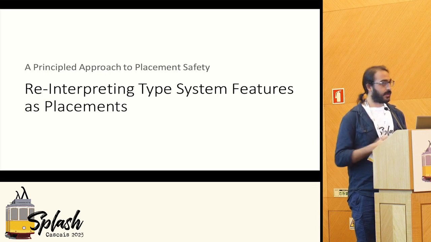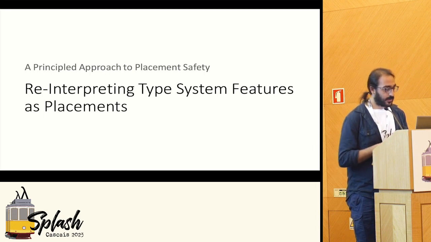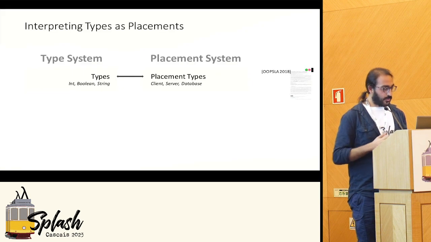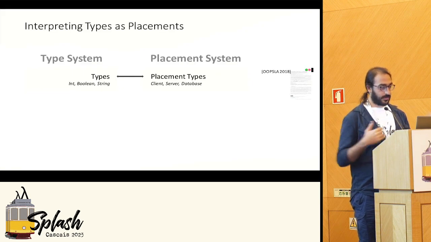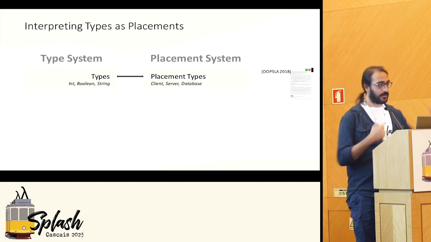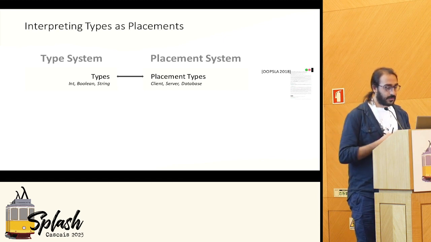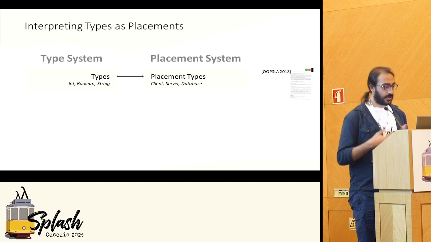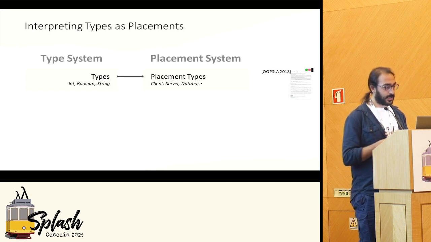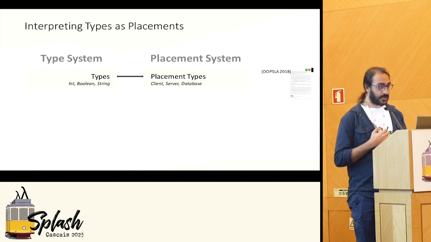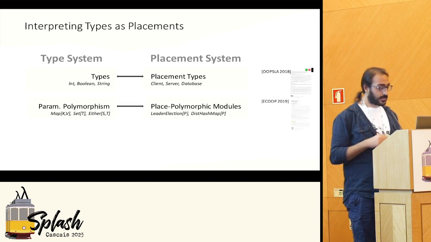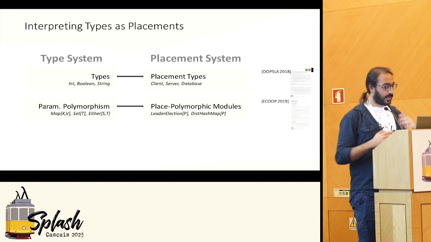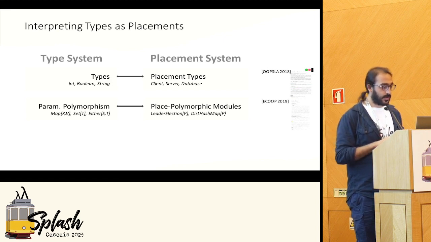It does not have dynamic placement, which is what this project is about. So how did we do this? We followed a methodology that we have adopted for a while for placement types, which is to take ideas from type systems and put them into placement types. In 2018, with ScalaLoci, we introduced placement types as analogous to general basic types, which is what I've shown you in the previous slides. In 2019, we took the ideas from parametric polymorphism to also parameterize architectures, and we call these polymorphic modules.